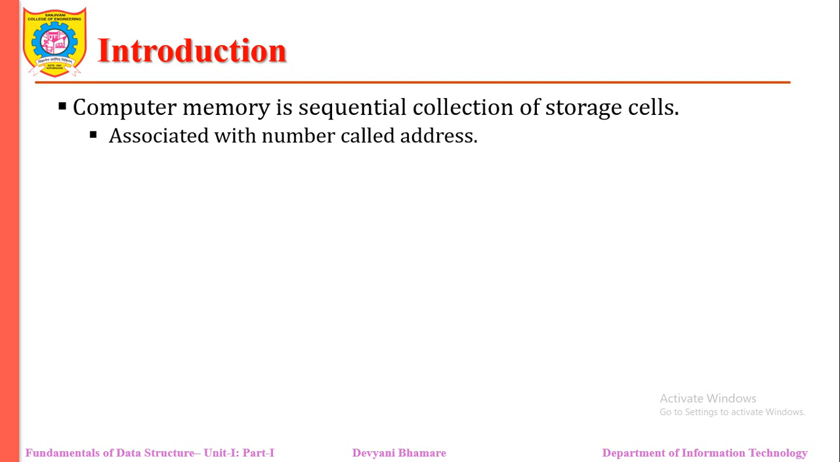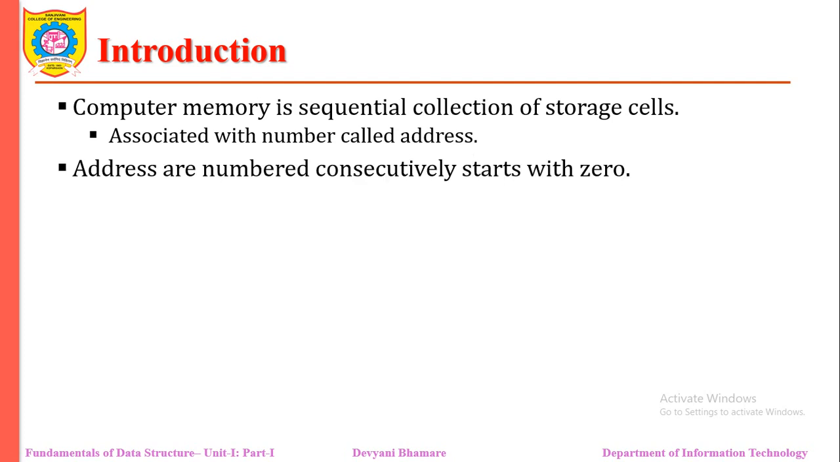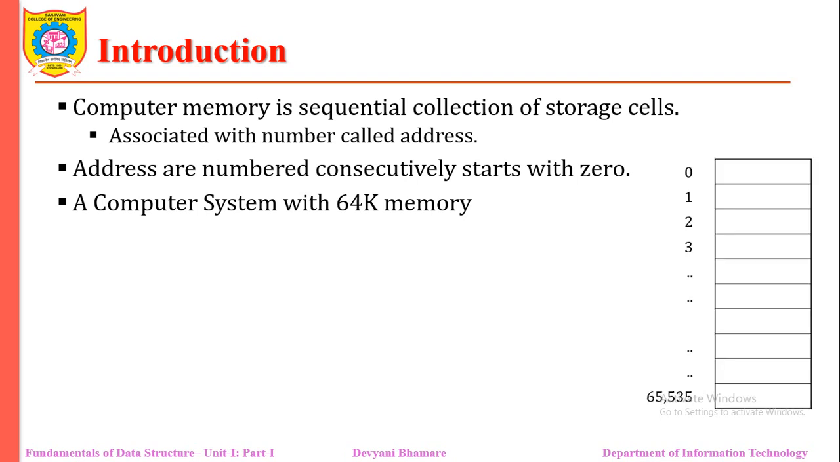So what is computer memory? Computer memory is a sequential collection of storage cells. Every cell is associated with a number that we call the address. Addresses are numbered consecutively, starting with 0 till the last number. Assume a computer system with 64K memory, so the addresses start from 0 to 65,535. These are called memory cells.